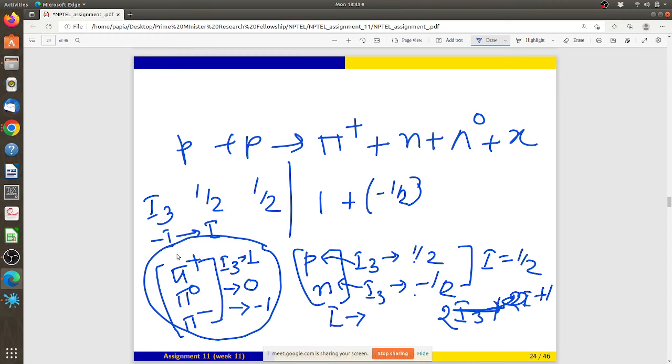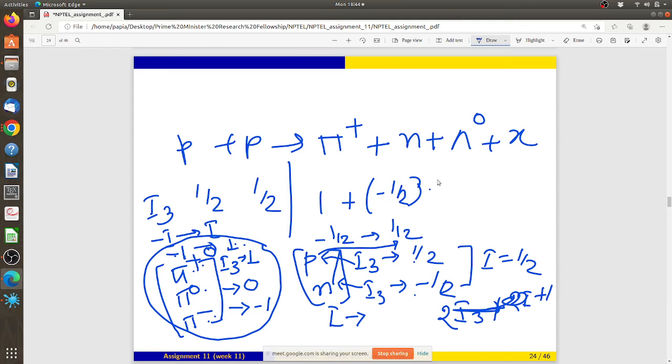So minus I means minus 1 to plus 1 value. Minus 1 to plus 1 means in between that also 0 is there. So minus 1, 0, 1. Minus 1 will be for pi minus, 0 will be for pi 0, and plus 1 will be for pi plus. The same here, minus half, plus half, like minus half to plus half in the step of 1, and in between that there is only one step. So that means minus half and plus half. Minus half will be for n, and plus half will be for p.